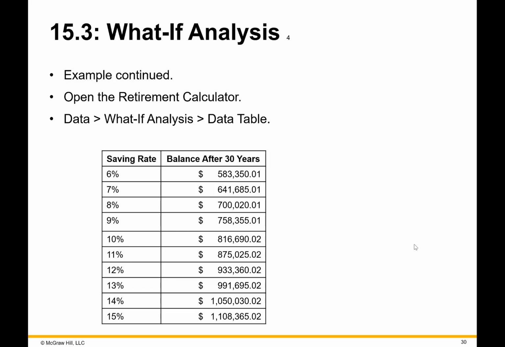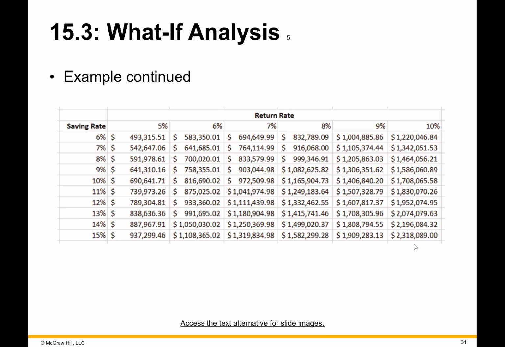And in this data table, you'll realize that one input variable, which is the saving rate, is ranging from 6% to 15% with 1% increments. And you can see in the second column what is going to be the retirement balance after 30 years based on the saving rates. And on the screen, now you see the two-way data table where you have two input variables. One is the saving rate, which is changing from 6% to 15%. And the next one is the return on investment, which is ranging from 5% to 10%. And the numbers in this Excel file are the retirement account balance after 30 years.